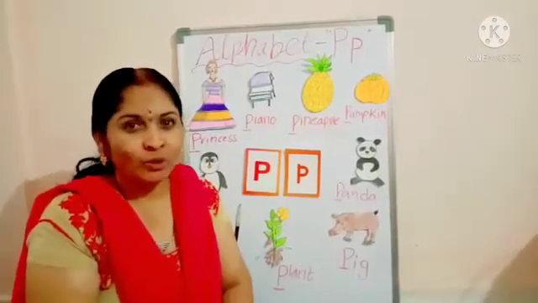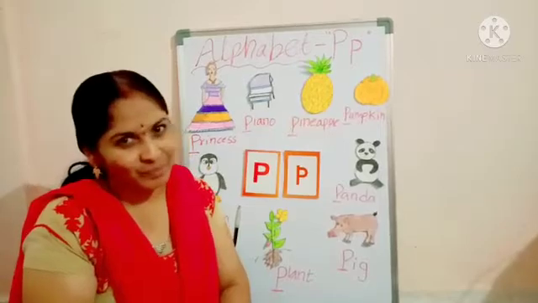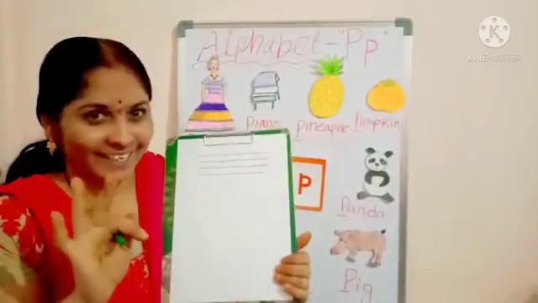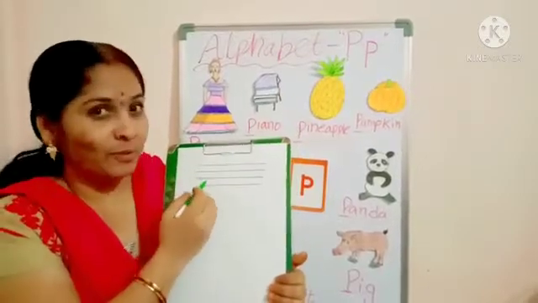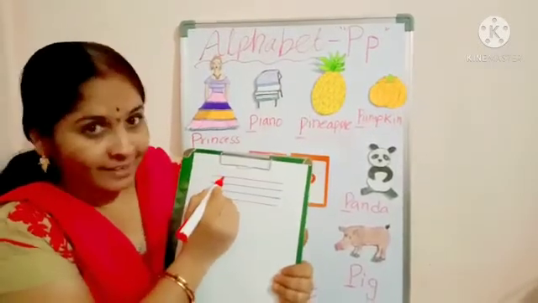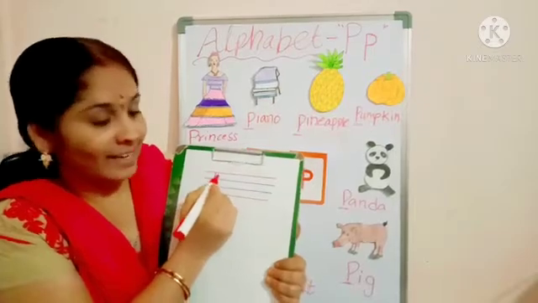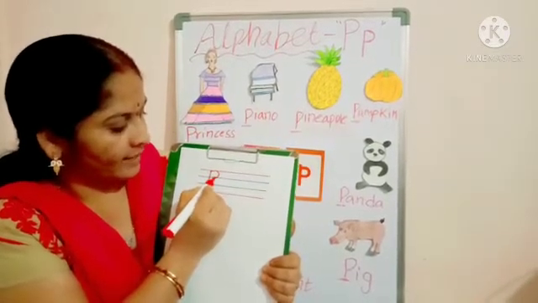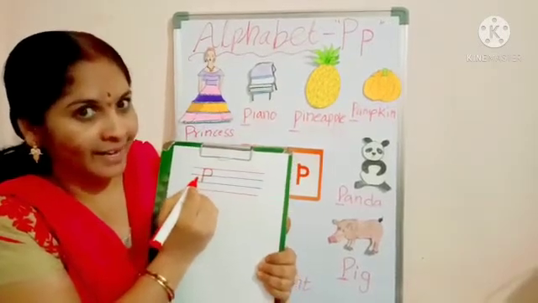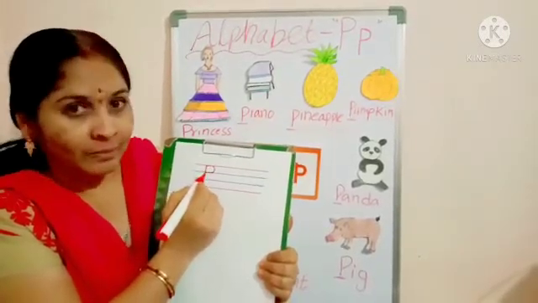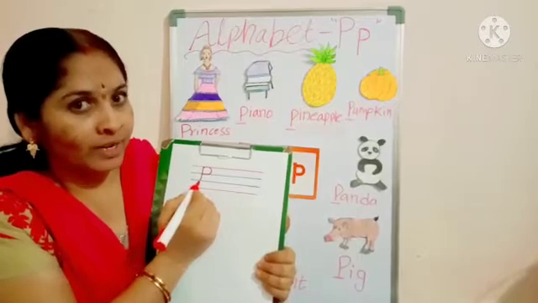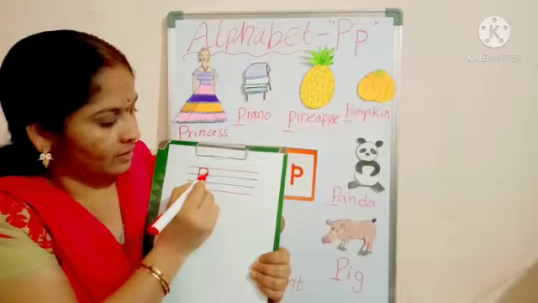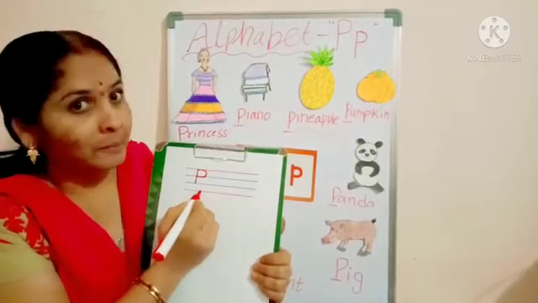Now I am going to teach how to write the capital P, small p. Capital P we should write in 3 lines. Start from red line to blue line. Standing line. Left curve. Left curve we should write in first 2 lines. Capital P. Once again children. Standing line. Left curve. Capital P.